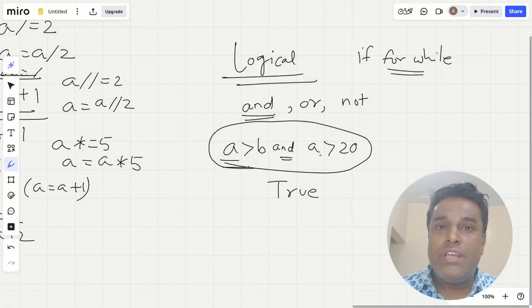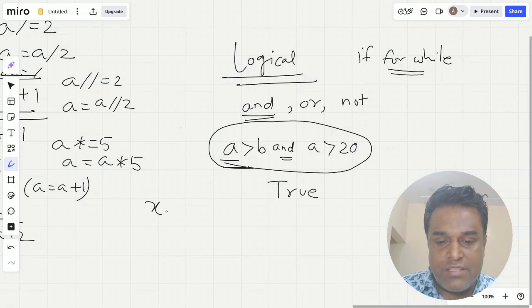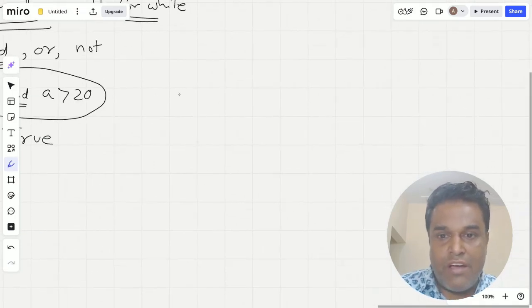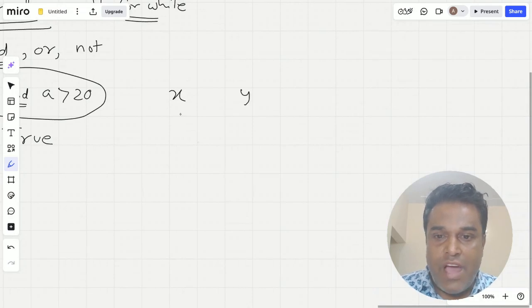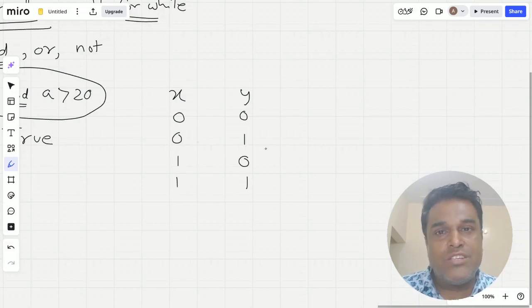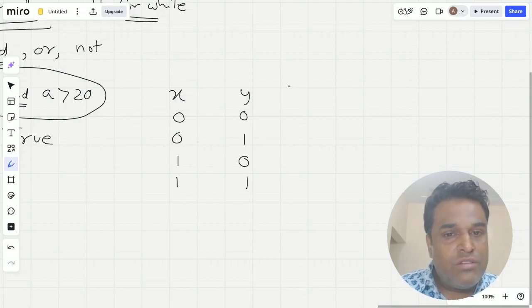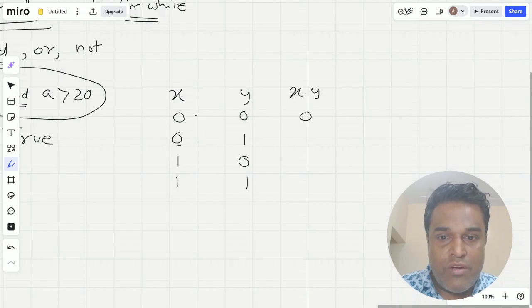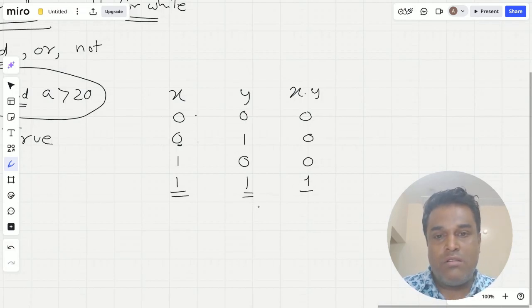And if you're aware of Boolean algebra, in Boolean algebra we have and, or. So for example, if we have X and Y, and we have the values 0, 0, 0, 1, 1, 0, 1, 1. These are only true and false and nothing more than that. 0 represents false, 1 represents true. And if I have the and over here, 0, 0 is anyway 0. Even if there is 1, 0, everything becomes 0. Only when both are 1, only then it becomes 1, right?